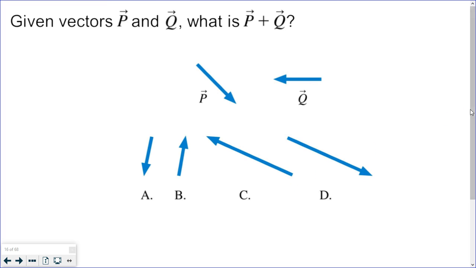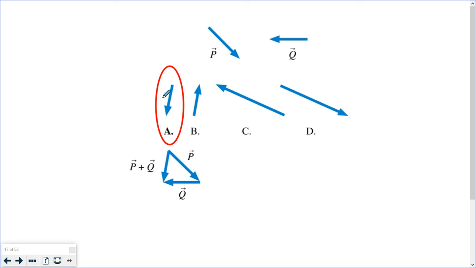Now, if you want to try that, go ahead and try it for these two vectors. What is P plus Q? And you can pause the video if you want to. P plus Q, I'm going to start with Q here. So if I draw Q, I'm going to go to the end of Q, and now I need to draw P. So P is going to be coming off like this. I'll try to draw it about the same length. Maybe it's something like this. And now I'm going to go from the end of Q to the end of P, and maybe it looks like this. That looks most like A to me. Is that our correct answer? Yep, that's our correct answer.